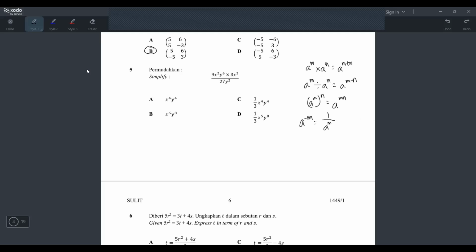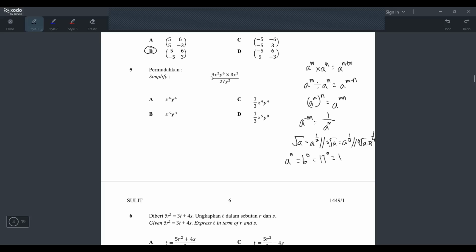Okay, what else? If I give you square root A, that is A power 1 over 2. If I give you cube root A, that is A power 1 over 3. If I give you fourth root A, that is A power 1 over 4. And then one more thing: if I give you A power 0 or B power 0 or 17 power 0, anything power 0 is always equal to 1. Okay, so all of this is very important.